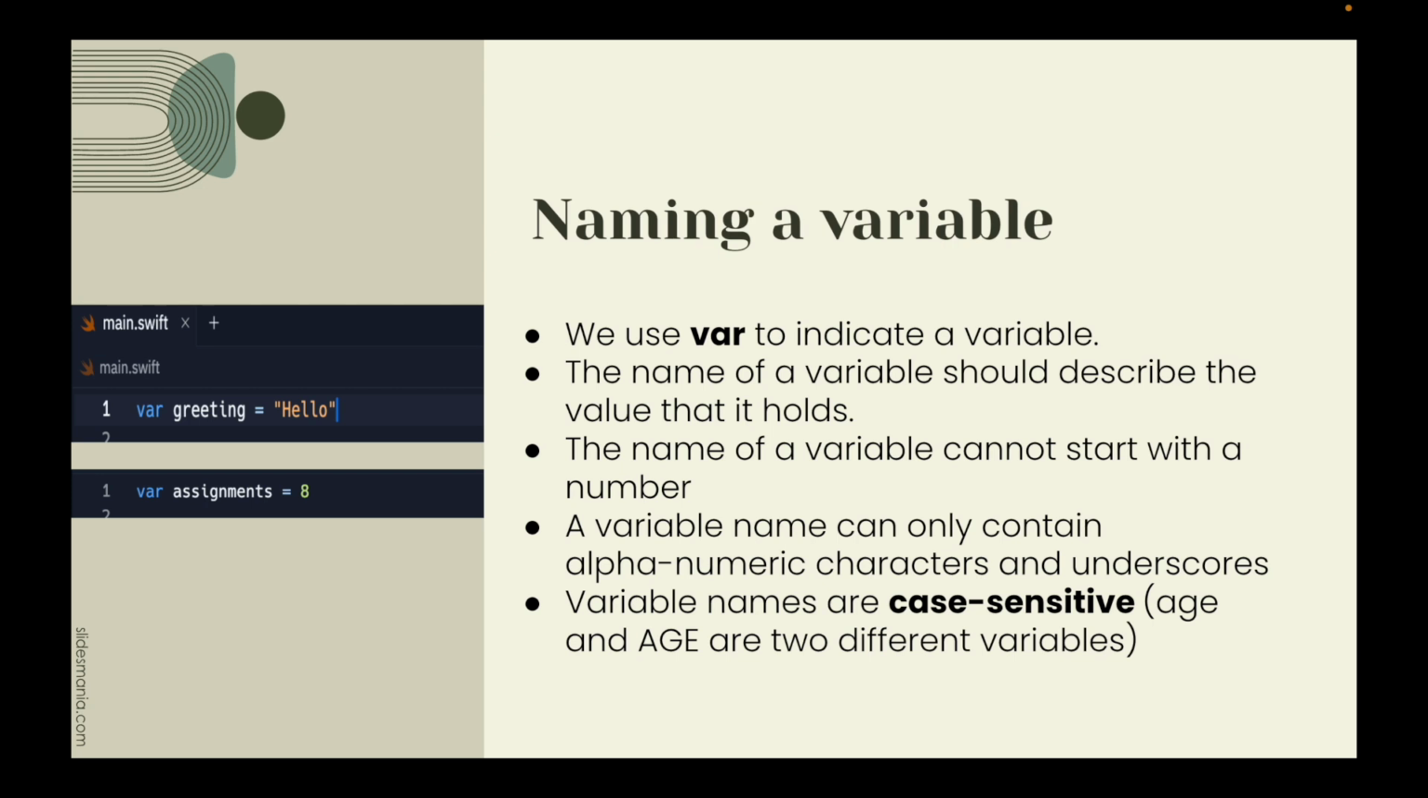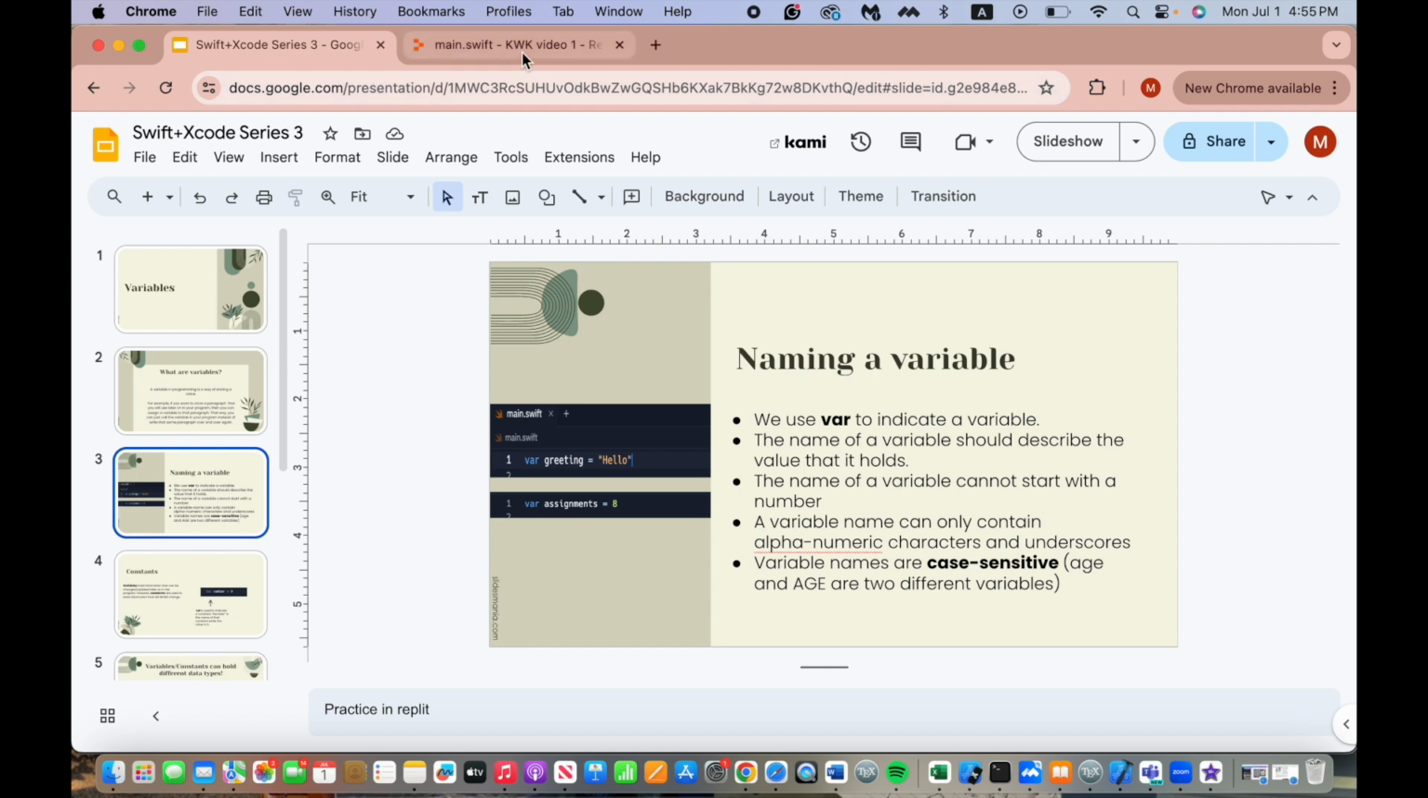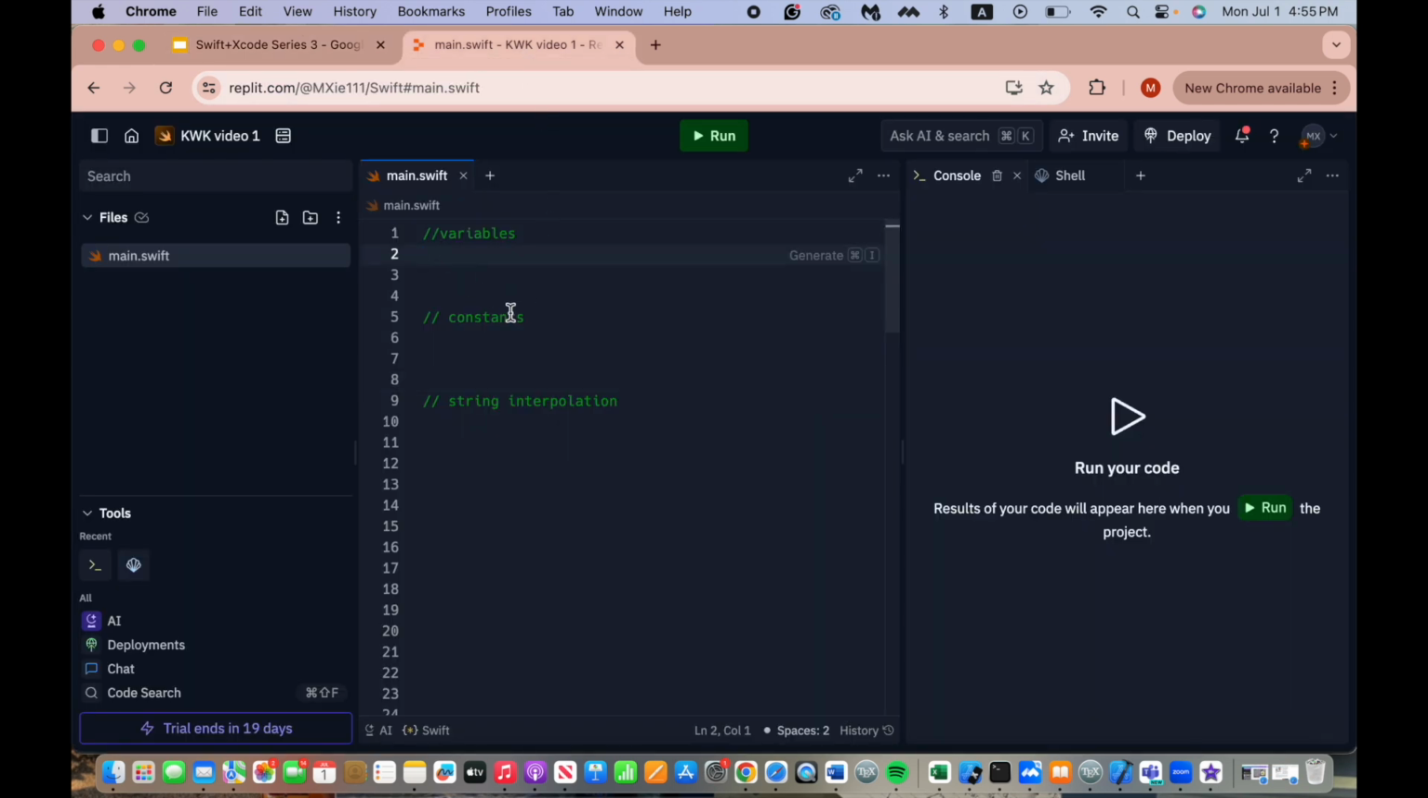So this makes it a little picky when writing Swift, because if you accidentally define a variable using uppercase G in greeting, and then later on you forget that you used uppercase and you type out lowercase g for the variable greeting when you're calling it, then it will produce an error. And so we can go to Replit to try it out.